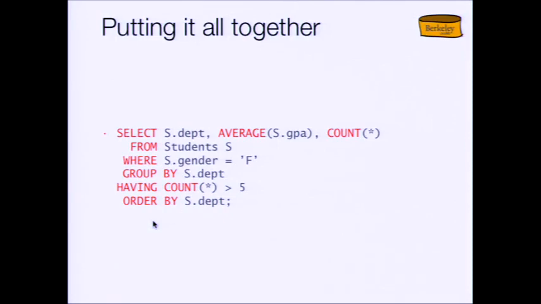Let's talk it through. It's going to take the students table. It's going to filter out only the females. We're going to remain now just the female rows from the students table. It's going to then group them up by department. And per department, it's going to compute the average GPA for the females and the number of females. Then it's going to throw away any departments that have fewer than 5 females. Fewer than 6, actually. And then it's going to get the output of that, which is going to be a bunch of departments with 6 or more females and the average and count. It's going to sort that by department alphabetically, and it's going to display that on the output.